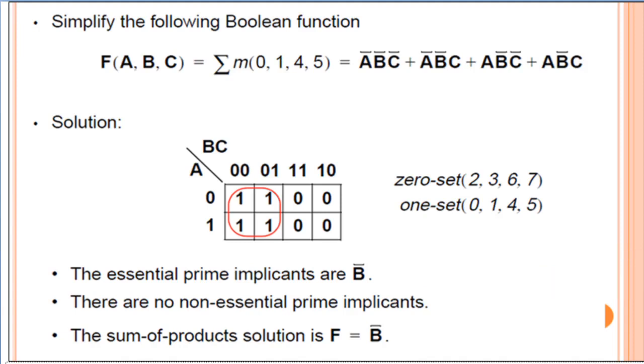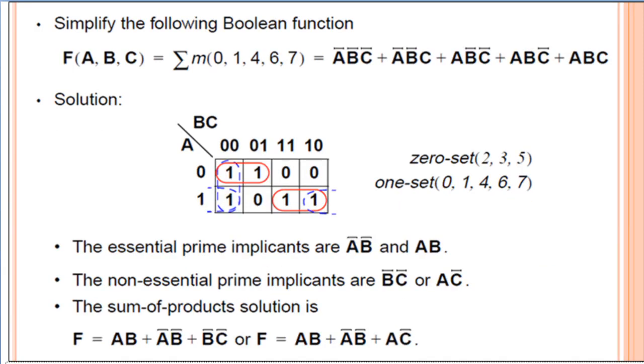Okay, now take another example. If we have a function of variables abc, 3 variables abc. Now the given min terms will be 0 1 4 6 and 7. Simple, we will put ones in that particular location in the k map. This is 0, this is 1, this is 4, this is 6, and this is 7.